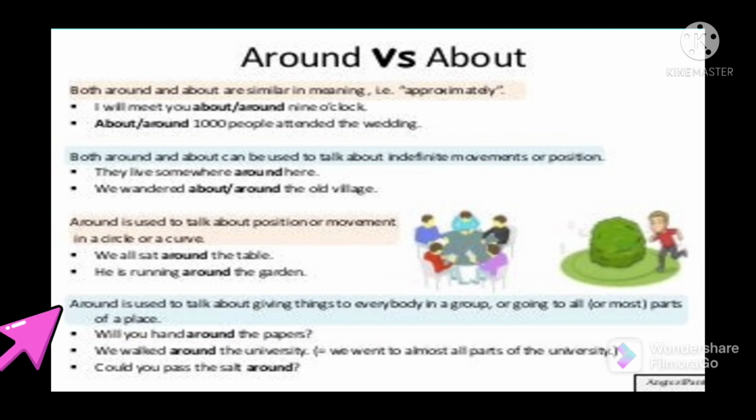Next, around is used to talk about giving things to everybody in a group or going to all or most parts of a place. Will you hand around the papers? We walked around the university. That means we went to almost all parts of the university. Could you pass the salt around? That means to everyone. Could you pass the salt to everyone in the group?